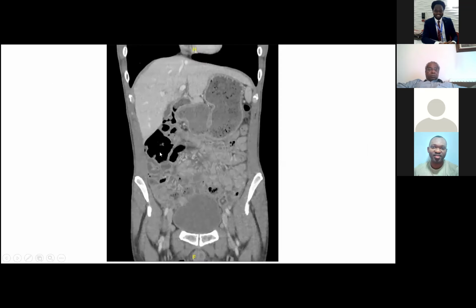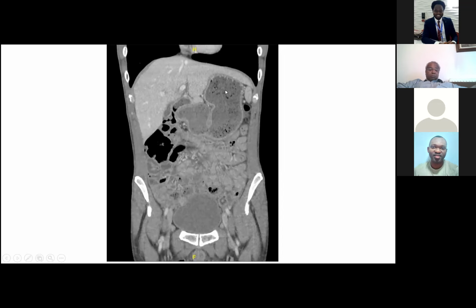So this lady went in to have a CT scan. This is a coronal CT of the abdomen and pelvis, and I'll just take you through this. You've got the liver up here in the right upper quadrant. This patient has had intravenous contrast medium, so we use that to try and highlight the differences between normal tissue and pathological tissue.